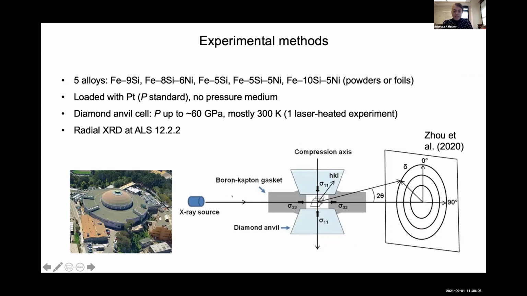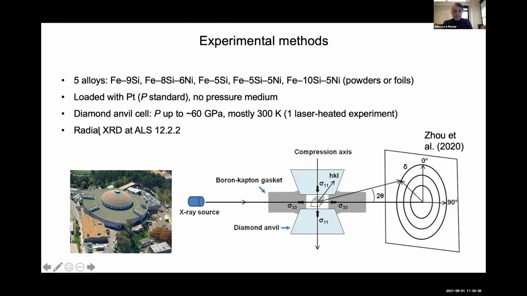So we decided to look at 5 different iron, silicon, nickel alloys. These alloys have between 5 and 10 weight % silicon, and 0 to 6 weight % nickel. They were either powders or foils. We loaded them with a piece of platinum to serve as the pressure standard and no pressure medium to maximize deformation. And we compressed these in a diamond cell up to about 60 GPa. Most of these we did at 300 K, although we did one preliminary laser heating experiment that I'll mention later.